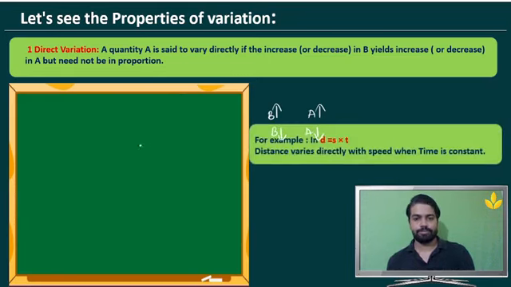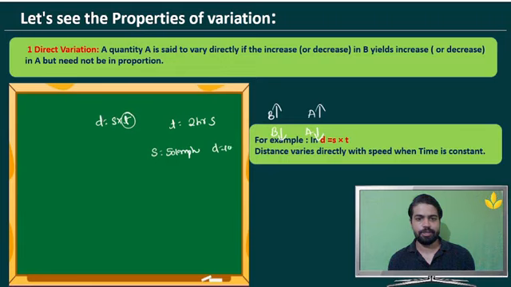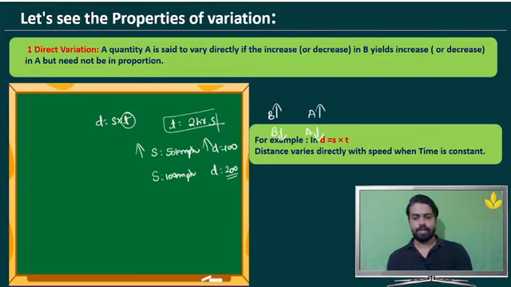So for example, distance is equal to speed into time. I am going to keep time as constant. For example, you travel for only 2 hours. If the speed is 50 km per hour, I can say the distance is going to be 100 km. If I double the speed to 100 km per hour, distance also doubles to 200. So what I am seeing here is the time is constant. When the speed is increased, distance also increases. When the speed is doubled, distance also doubles. Such a variation is called direct variation.